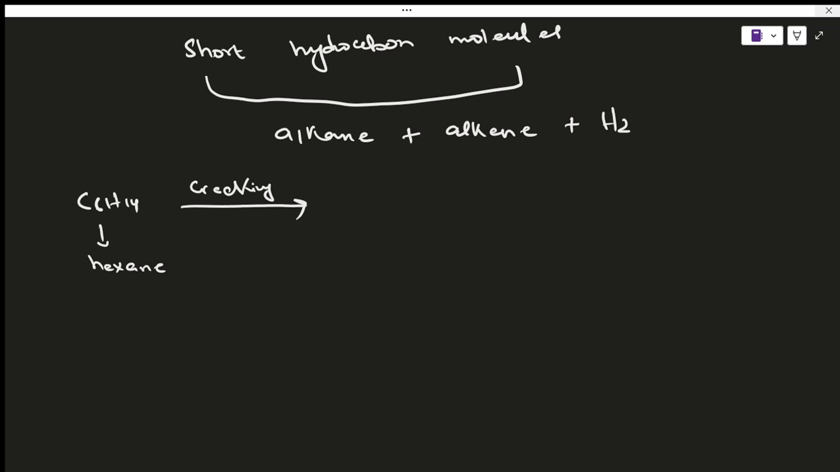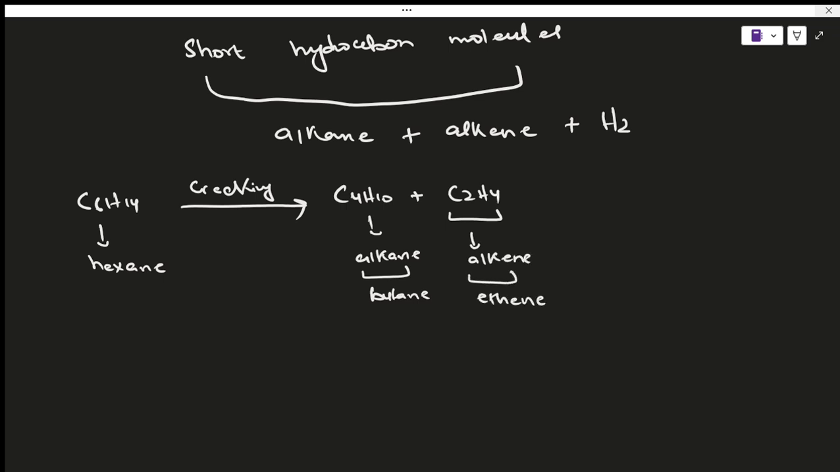Once the process of cracking happens, you'll have C4H10 plus C2H4. Now this first molecule is butane, and you form an alkene molecule, which is ethene, right? So what happened? You started from a long hydrocarbon molecule, which was hexane, C6H14, and by the process of cracking, you break it down into an alkane and an alkene molecule, right? Which on the product side is butane and ethene in this condition.